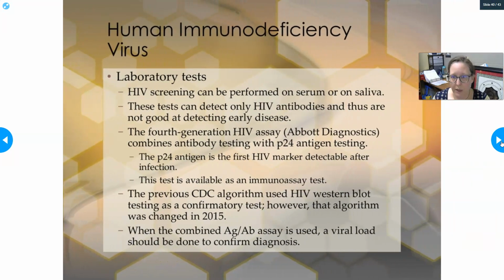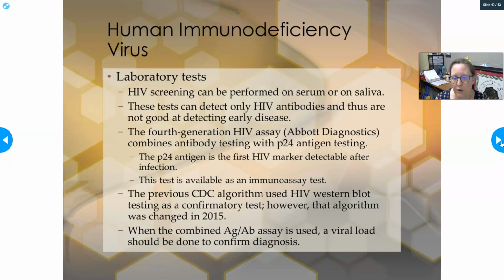For the lab test, HIV screening can be performed on serum or saliva. The screening tests only detect HIV antibodies, so they cannot detect early disease or early exposure. But now the 4th generation HIV assays from Abbott Diagnostics combine antibody testing with a P24 antigen testing. When you antigen test, you're looking for the viral particles themselves. That P24 antigen is the first HIV marker that can be detectable after infection. It is available as an immunoassay test.